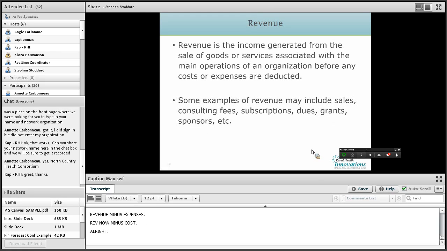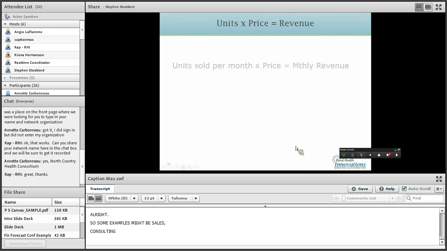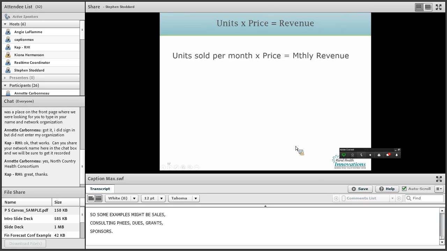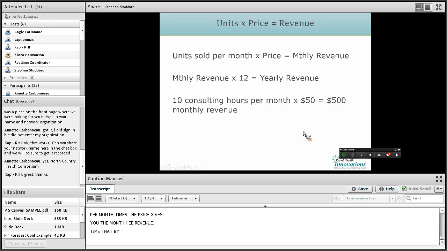All right. Now back to the slides. And we're on to revenue. Revenue is the income generated from the sale of goods or services associated with the main operations of an organization, before you take out any costs or expenses. It's always a good reminder that income and revenue, for purposes of this, are different. Revenue is truly just the cash coming in, and income is the result of revenue minus expenses, revenue minus costs.